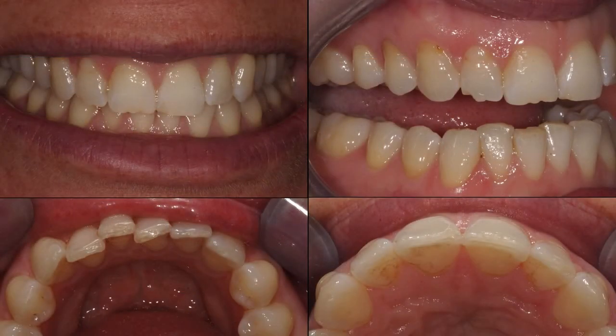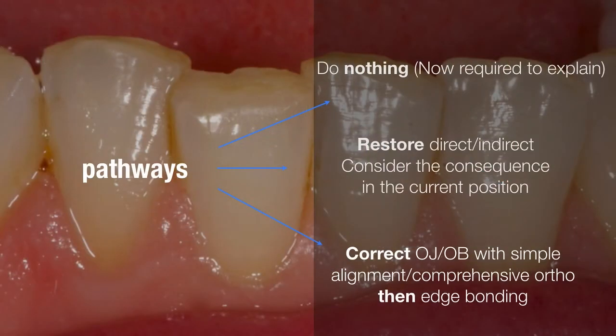So here she is from her initial situation. The upper centrals are slightly, not horrendously, but slightly retroclined. The lowers are actually reasonably upright, but they're getting constricted by the uppers dropping back. Bite is deepening a little bit.